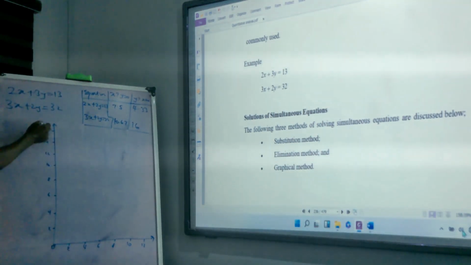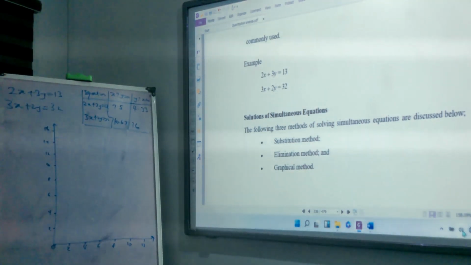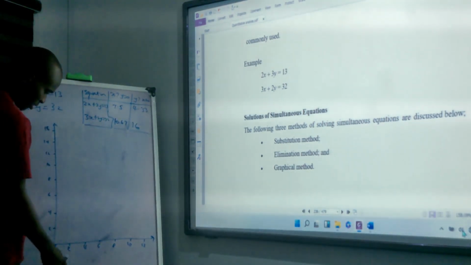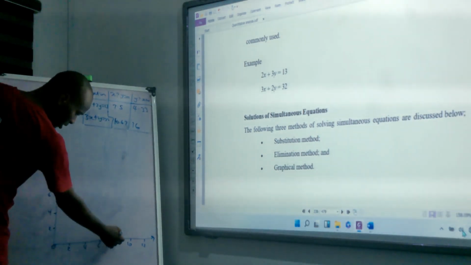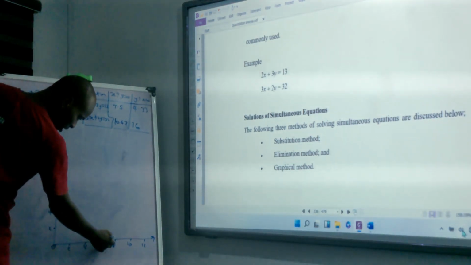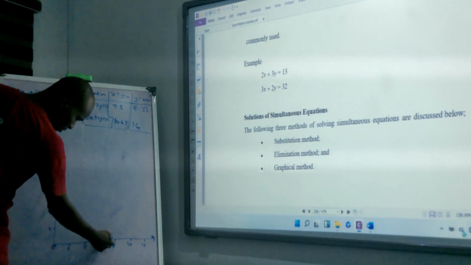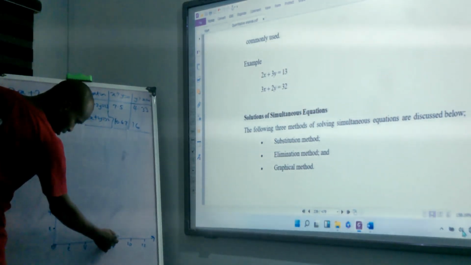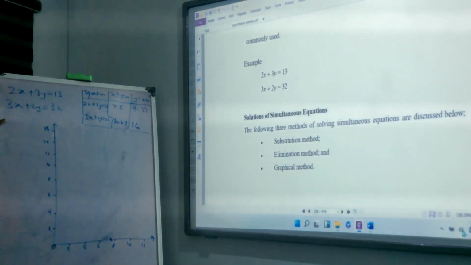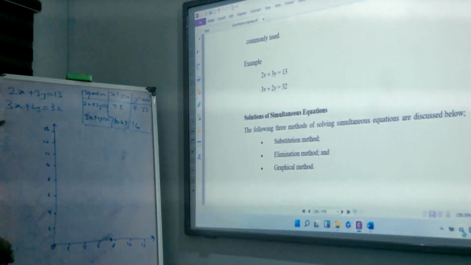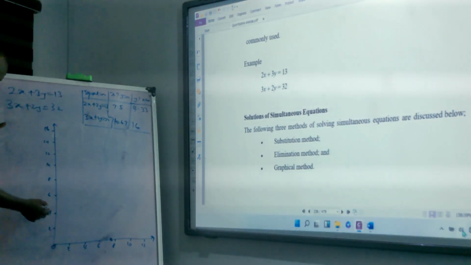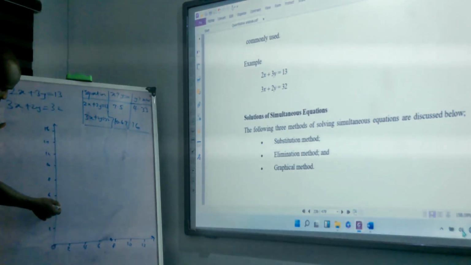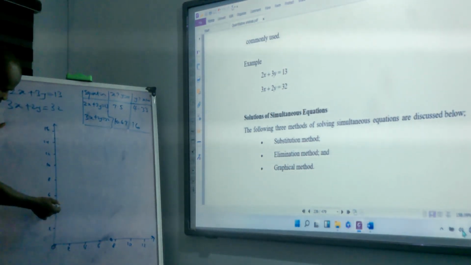So for the first one, when y is 0, this x value is 6.5. If 6 is here, 6.5 is here. So look at that, I'm sketching it. Then y is 4.333. So 4 is there, so 5 is there. Then 4.33 is there.